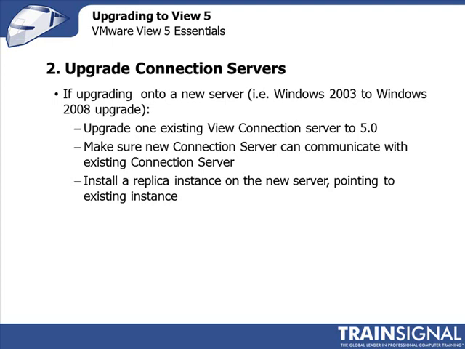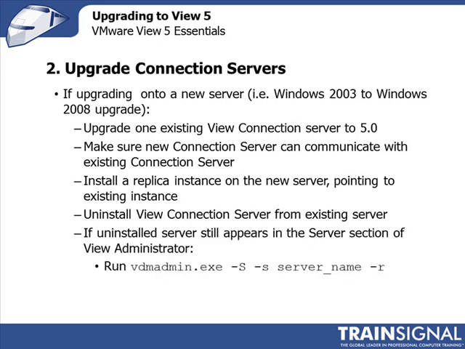Then install a replica instance of View 5 on the new server and point it to the upgraded connection server. Once it's synced up, you'll be able to uninstall the connection server from the existing server. Since now all of the LDAP information is stored on the new one, then you can simply build up new replica servers within the group, pointing them to this new connection server. If the uninstalled servers still show up in the server section of View Administrator, you can run the VDM admin tool shown on the screen to remove them from the database.